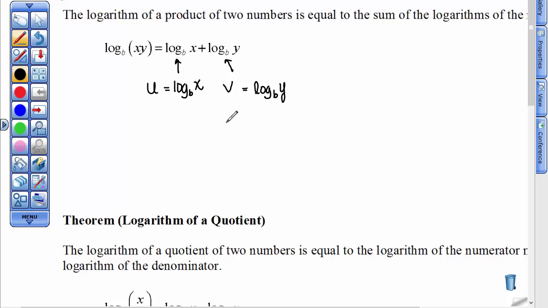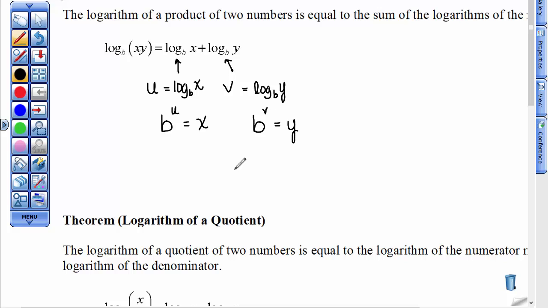And what they said in order to prove this is they thought, what if I take these two statements and put them in exponential form? Remember, this is an exponent. A logarithm is an exponent. That's my base. So this could also be written as b to the u power is equal to x. And this could also be written as b to the v power is equal to y.